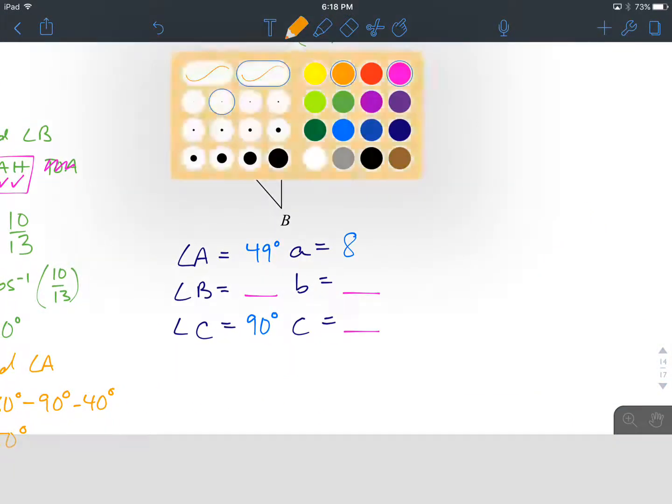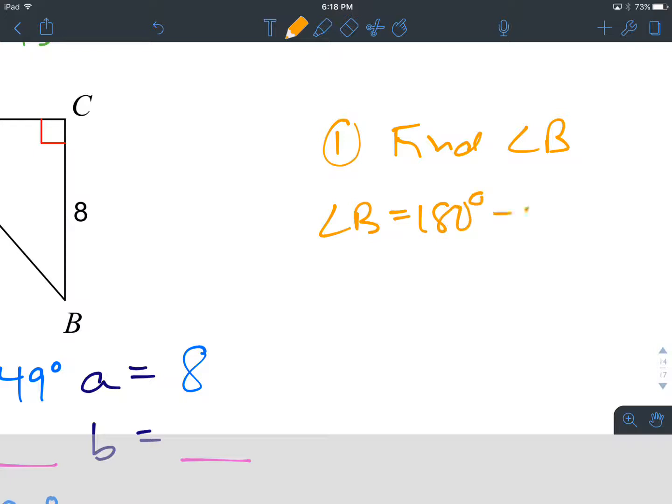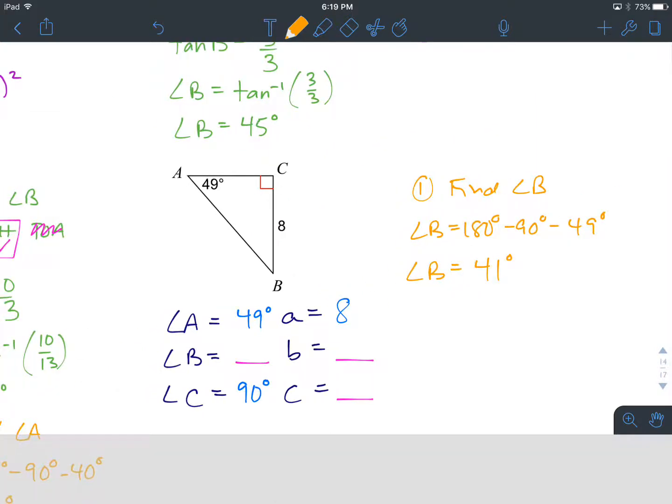So angle B, I'll call it number one, find angle B. And again, it's nice because this is our third angle. Provided two other angles, then angle B will be equal to 180 degrees minus 90 degrees minus 49 degrees. We'll type that into our calculator: 180 minus 90 minus 49 will equal 41 degrees. And we'll put that into our table.